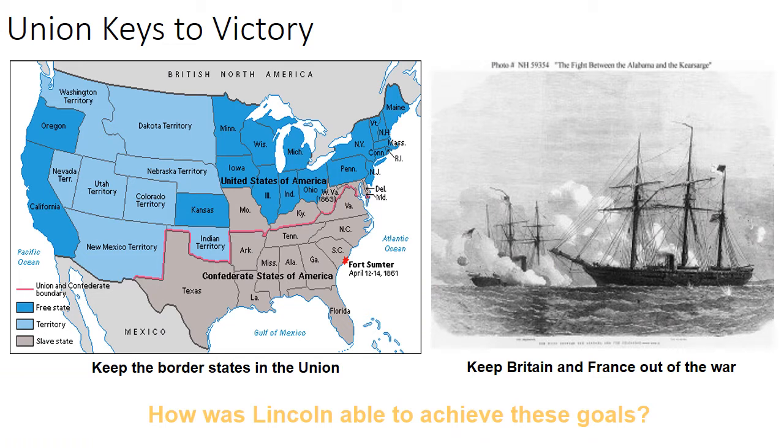If the Union was going to win, Lincoln would have to keep the border states in the Union. Missouri, Kentucky, West Virginia, Delaware, and Maryland all stayed in the Union, despite being slave states. This was crucial to victory. Second, the Union had to keep Britain and France out of the war. Any European alliance with the South could spell doom for the Union. How was Lincoln able to achieve these goals?